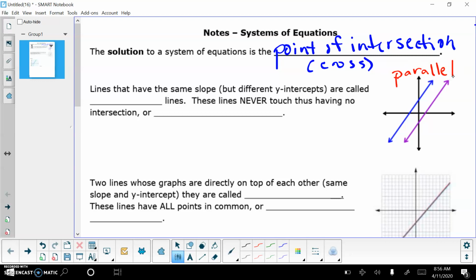And what it says over here to the side is lines that have the same slope but different y-intercepts are called parallel lines. These lines never touch, and since they never touch, it says thus having no intersection, which means they have no solution. So I'm going to write that down below. So if it's asking you what is the solution to this system, the solution is that there is no solution. The reason? Because the lines are parallel and they never intersect.